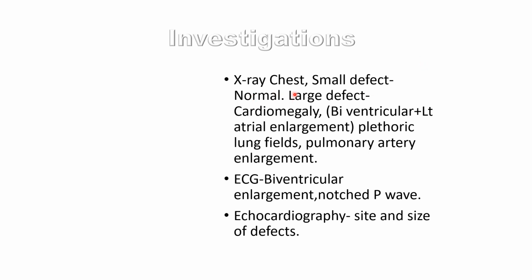Investigations: X-ray chest with a small defect, there will be no change, and with a large defect, there will be cardiomegaly, and cardiomegaly will be due to biventricular enlargement and left atrial enlargement. Lung field will be plethoric, and there will be pulmonary artery enlargement. In ECG, there will be features of biventricular enlargement and notched P wave because the left atrium is big. And with echocardiography, the site and size of the defect can be diagnosed easily.